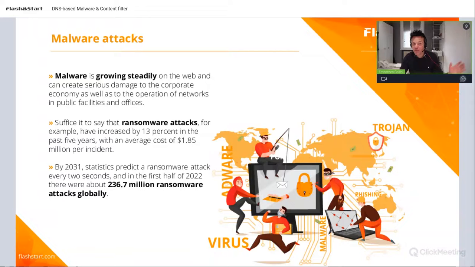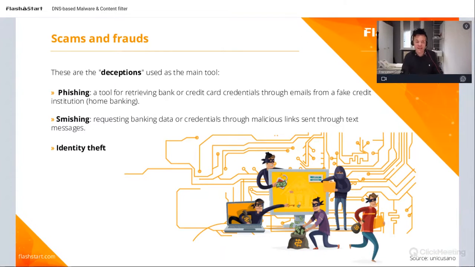Malware infection at the moment is the most important vector of attack. So malware, strains, threats, and ransomware. Think about last year, during 2022, the ransomware industry produced roughly 236 million ransomware attacks. It's a very important number.